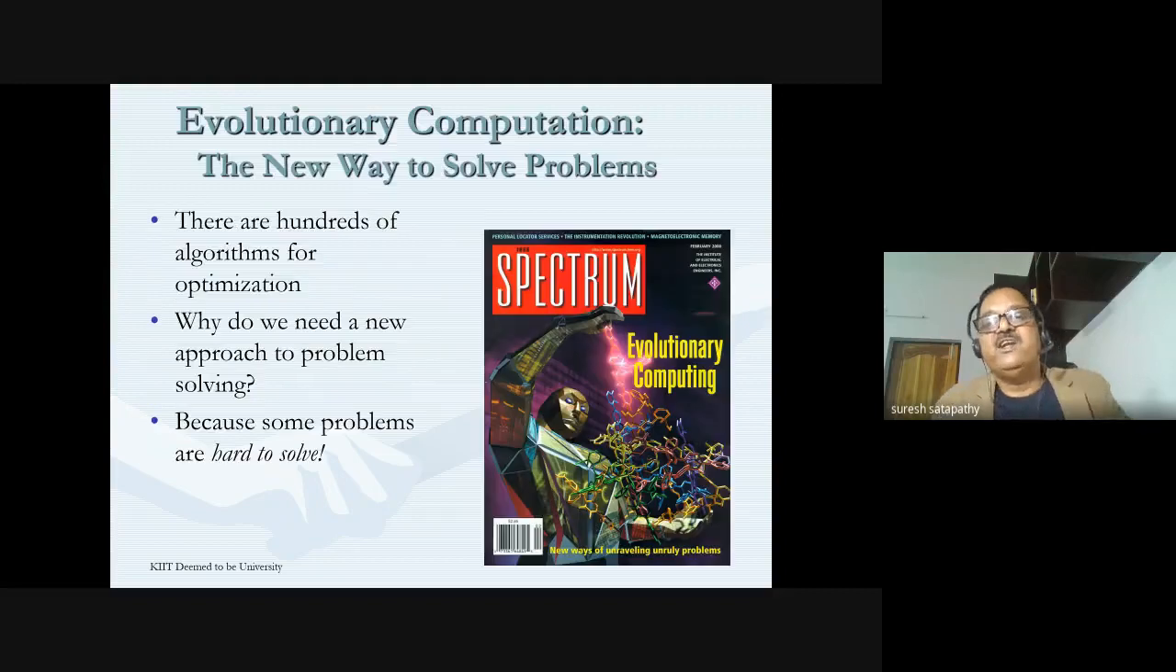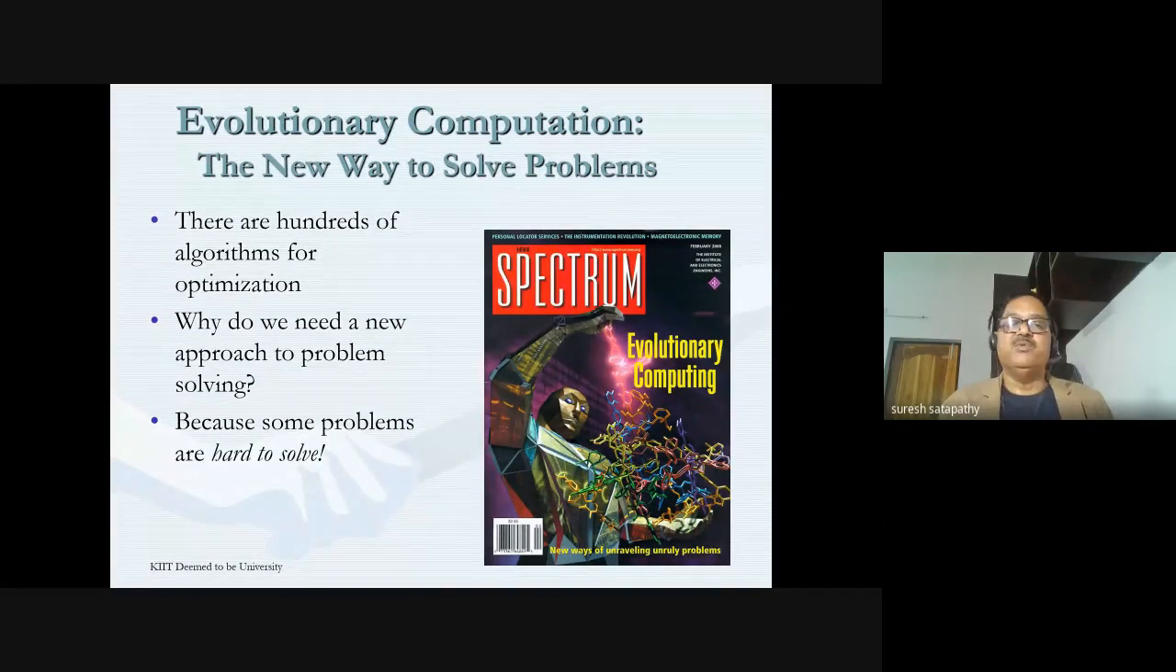The first evolutionary technique became popular from the Spectrum magazine. You can see hundreds of algorithms of optimization are there. In the February 2000 evolutionary competition issue of Spectrum, if you can lay your hand on it, you will find that in 2000 only it became more popular.